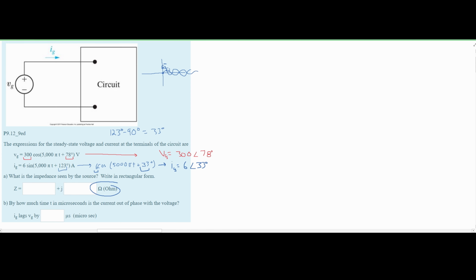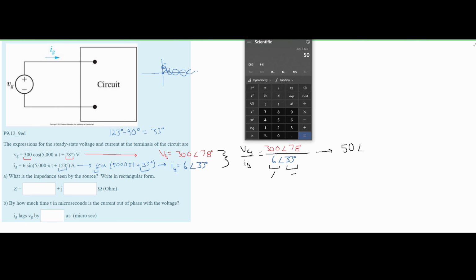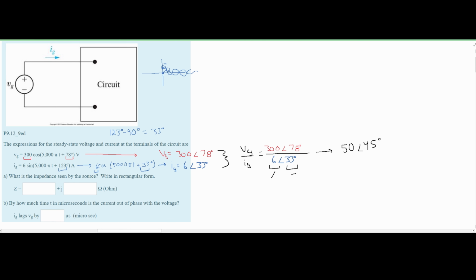Now we want this in resistance, so what we're going to have to do from here is put these over each other. We know voltage over current gives us resistance, so that's what we're going to do. And this is going to be our new equation. To combine both of these, we're going to have to do two separate things. First thing that we're going to want to do is divide this part. We're going to divide 300 by 6. So for the first part, we have 50. And then for the degrees after our angle, we are going to subtract these. So we're going to have a 78 minus 33. And this is going to give us 45. So we're going to have 45 degrees.